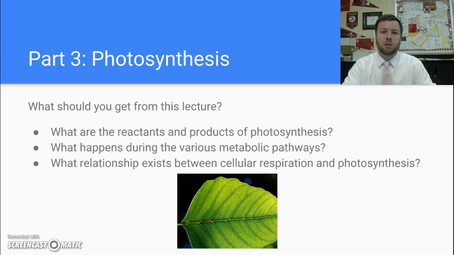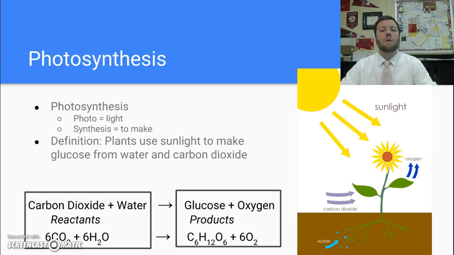Just like with what we just discussed with cell respiration, there's more than one pathway or cycle for these things to go through. And what relationship exists between cell respiration and photosynthesis? How are they cyclical in nature? So, photosynthesis, like always, let's break that word apart. Photo means light, and synthesis is to make. So essentially, you're making something with light.